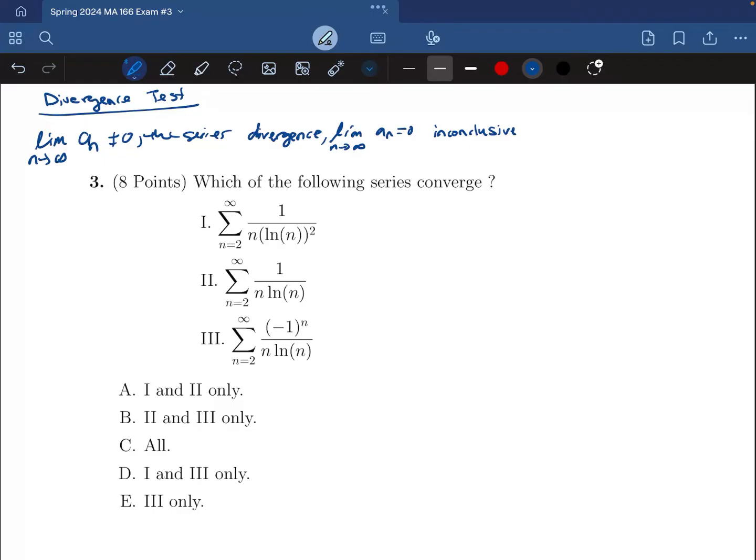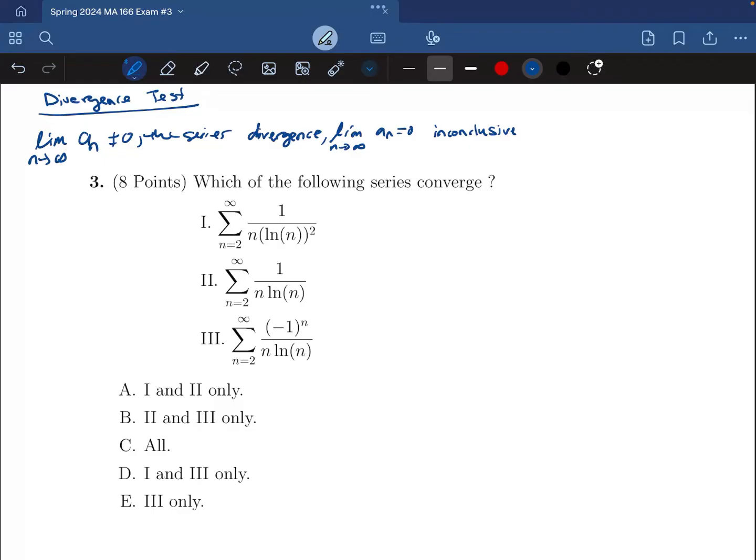Okay, next for the comparison test. The comparison test is really good when we have a series that is very similar to something like either a geometric series or a series that we know converges, like a series that converges via the p-test. In this case, we don't really have anything like that either, because 1 over n does not converge according to the p-test. The limit comparison test would be good also if we had something that was similar to a series that we know converges. So same situation as the comparison test, maybe not a great choice here.